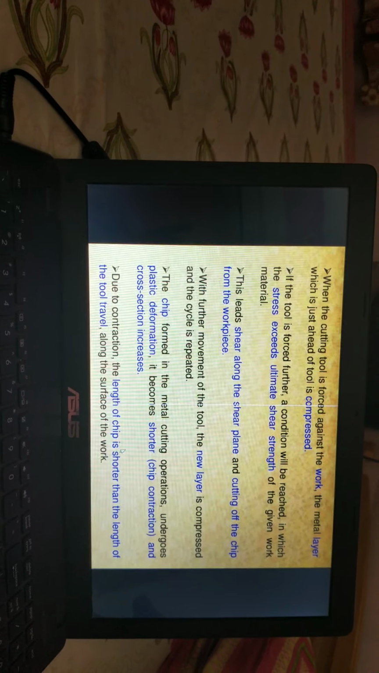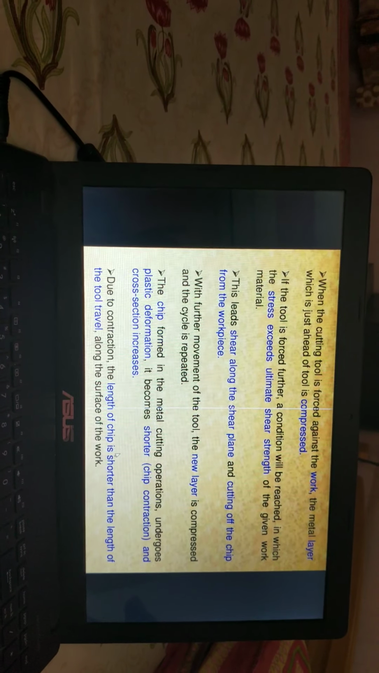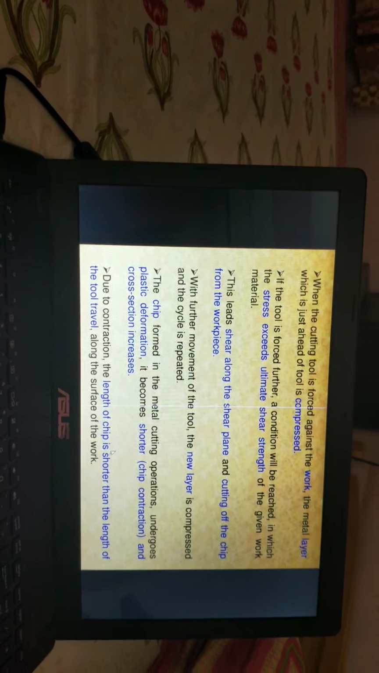The chip formed in metal cutting operations undergoes plastic deformation. It becomes shorter and its cross section increases.